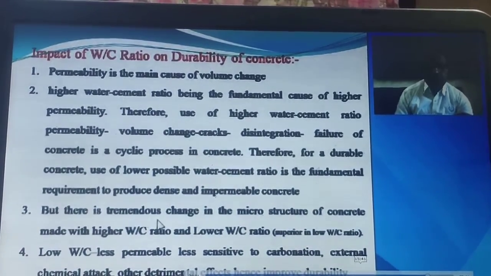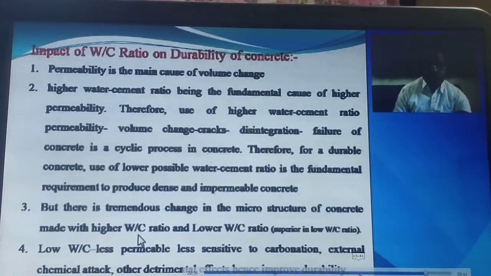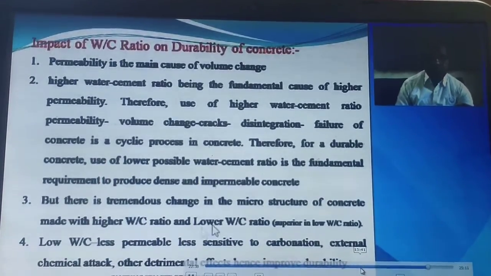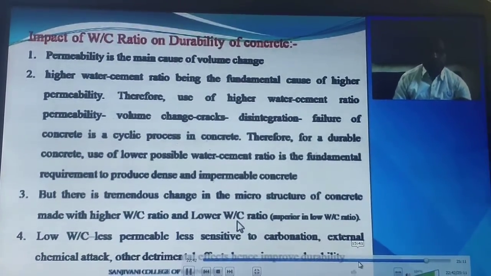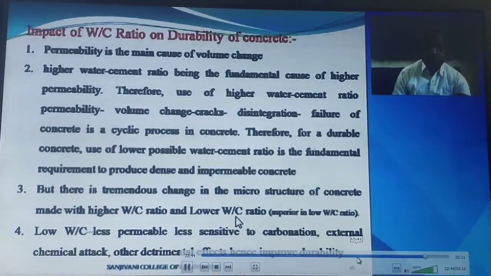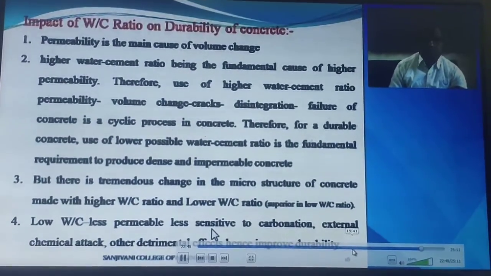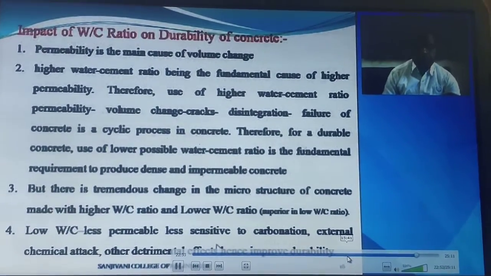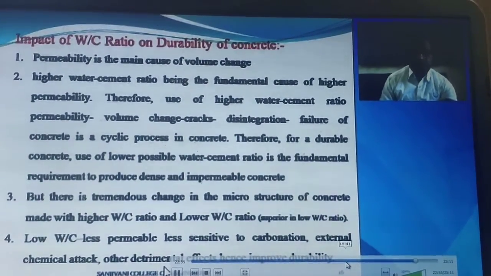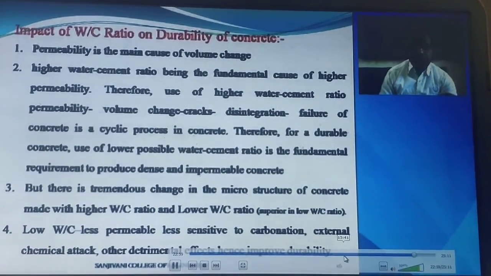But there is a tremendous change in the microstructure of concrete made with higher water cement ratio and lower water cement ratio. The superior one is the lower water cement ratio. This type of concrete is generally formed by using admixtures. Low water cement ratio gives less permeable concrete, less sensitive to carbonation, external chemical attack and other detrimental effects, hence improving the durability.